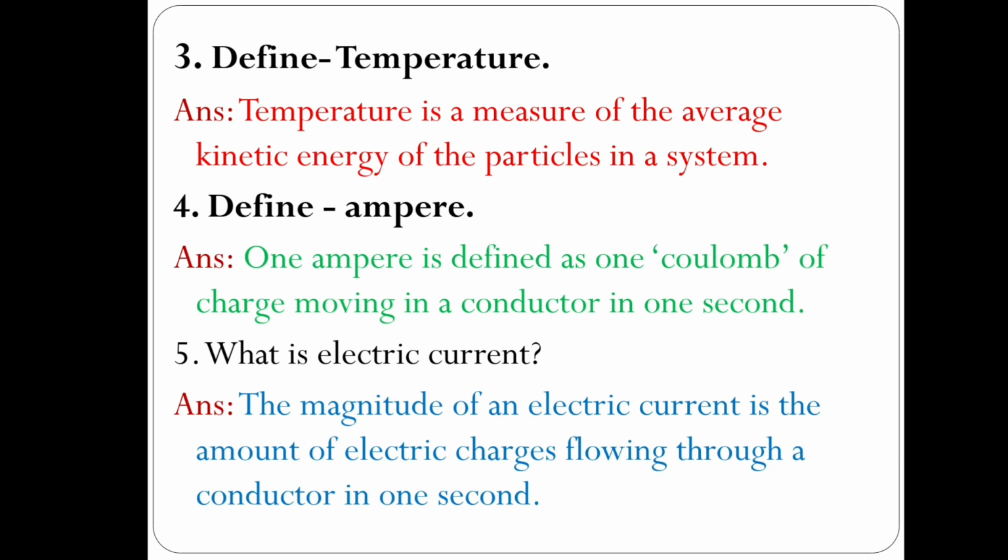What is electric current? Electric current is the amount of electric charges flowing in a circuit. The magnitude of an electric current is the amount of electric charges flowing through a conductor in 1 second.